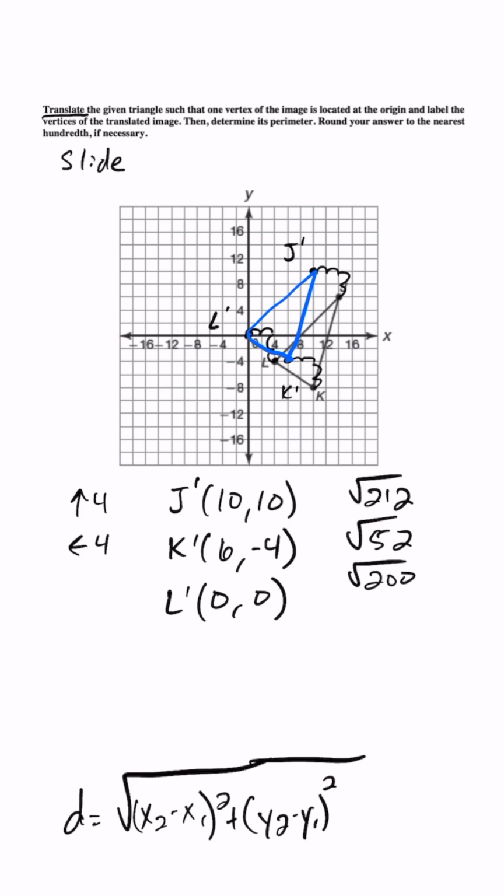So now we have the distance or length of each side of the triangle, and we can add those 3 up with our calculator to get our perimeter. And when we do that, we would get 35.9.